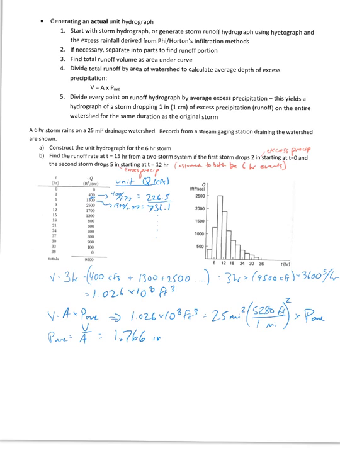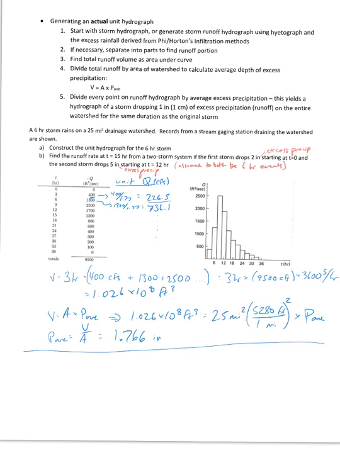After I do all of that, I'm going to have my results for my unit hydrograph, and I'd be done. All right, so then Part B says find the runoff rate at t equals 15 hours from a 2-storm system if the first storm drops 2 inches of excess precipitation and the second storm drops 5 inches of excess precipitation starting at t equals 12 hours.